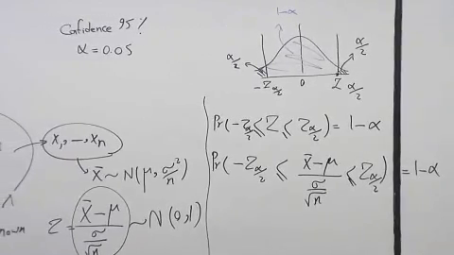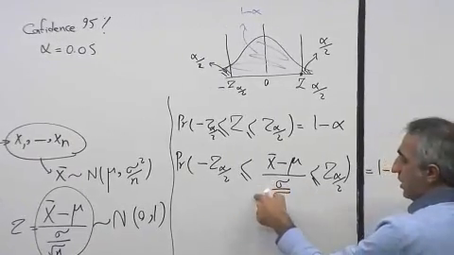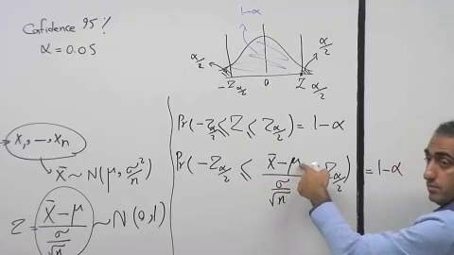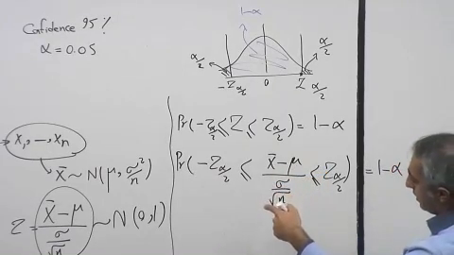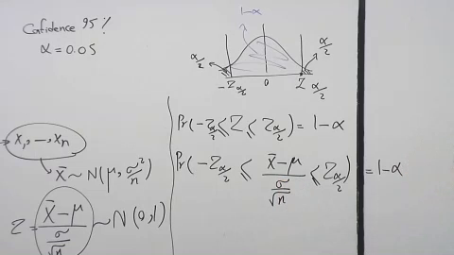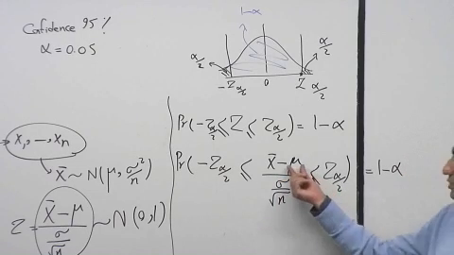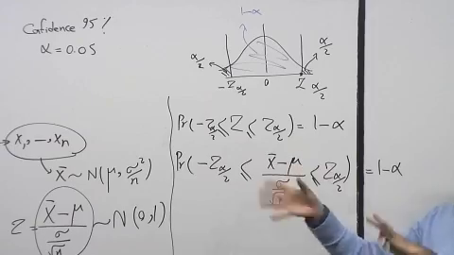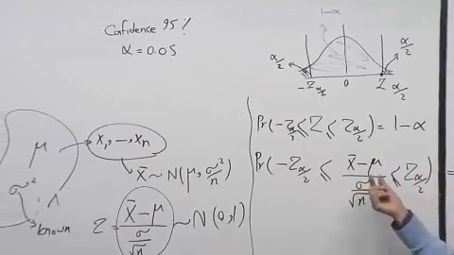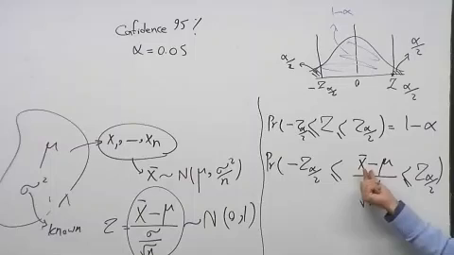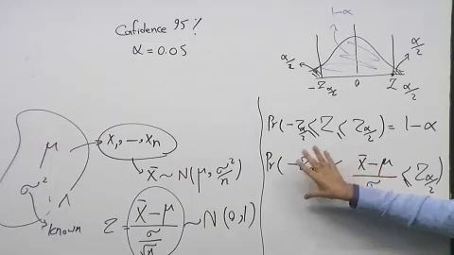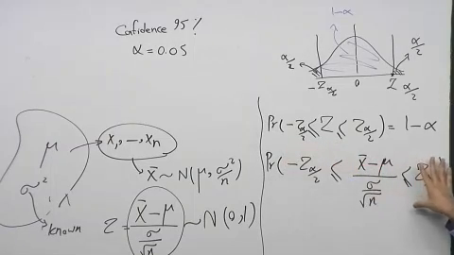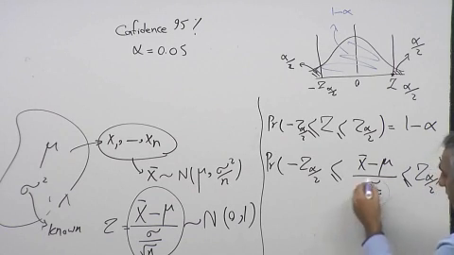So what is the next step? Multiply by this and then subtract x bar. What I'm trying to do is isolate mu. I want to do some multiplication and summation in order to have mu here and everything else on the sides. Why? Because I want to define a confidence interval for mu, so mu should be in between. How can I do that? I multiply by this.